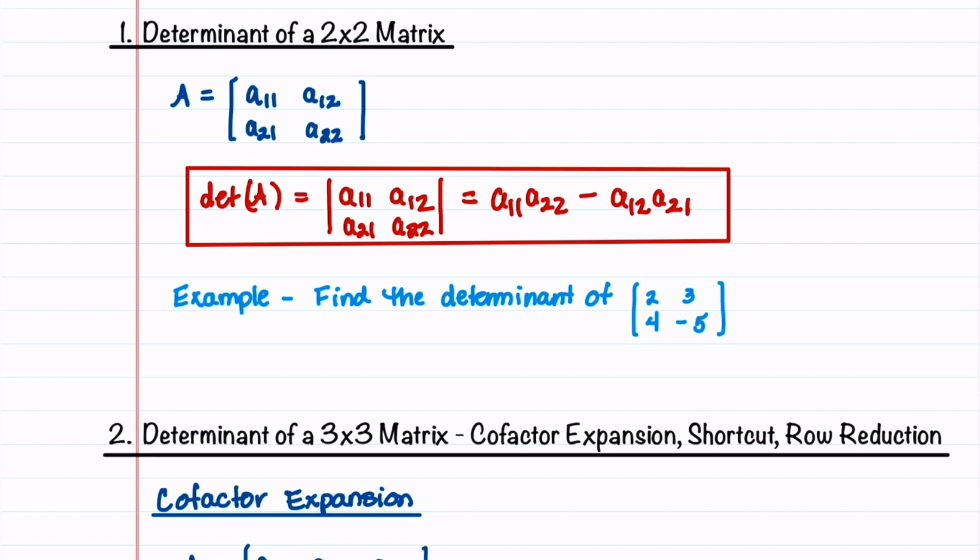We're going to find the determinant of our matrix 2, 3, 4, minus 5. So our determinant is the product of the entries along the main diagonal. So that's 2 times minus 5 minus the product of the entries of the off diagonal, which is 3 times 4. So this is minus 10 minus 12 gives us an answer of minus 22.